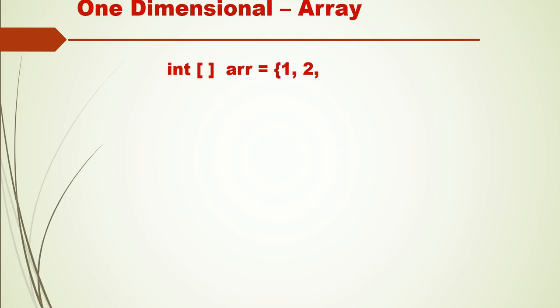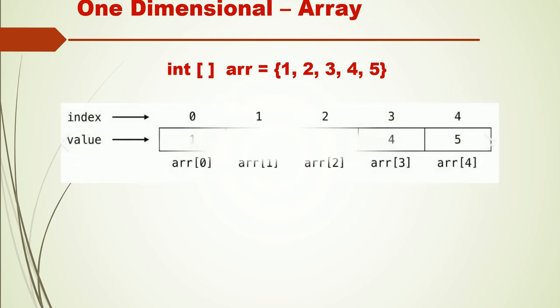How to declare it? Like this. See the example: int array, and the name of the variable arr equal to, we assign the values 1, 2, 3, 4, 5 between curly brackets. See, these values are stored like this: 1, 2, 3, 4, 5. These are the values, and the array indexes are 0, 1, 2, 3, 4.